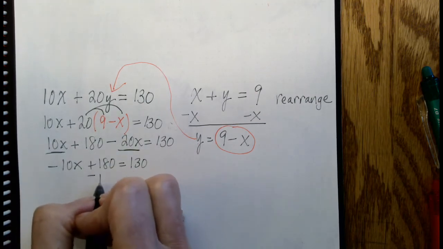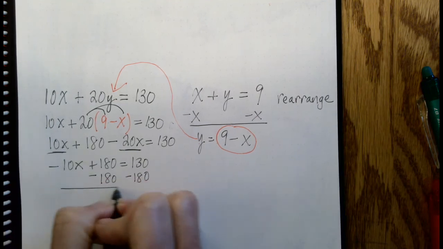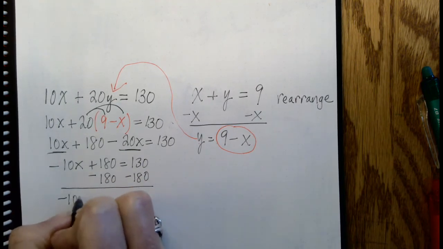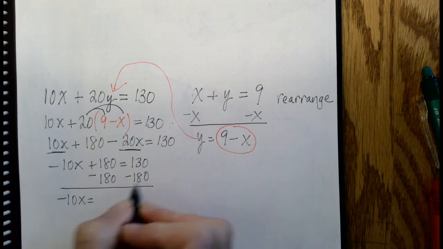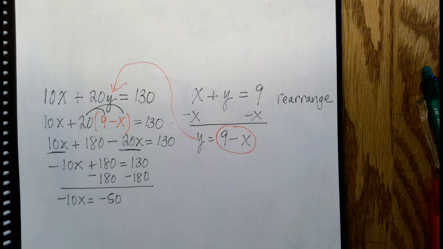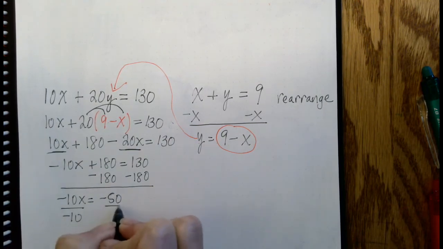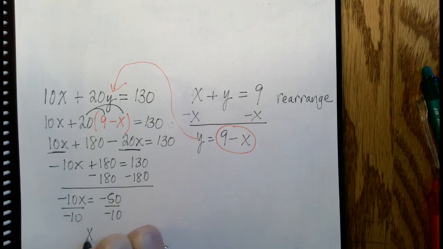Going to move the 180 over to the other side, and we get negative 10x equals, well, 130 minus 180 is negative 50, and then divide both sides by negative 10, and x equals 5.